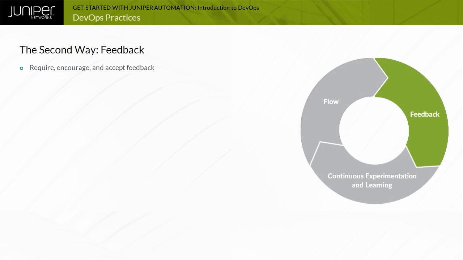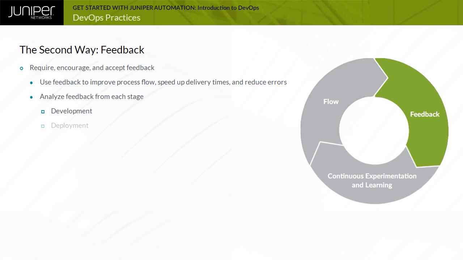The second way is feedback. Continuously gather feedback from each stage in the flow process. You utilize this feedback to know what is working, what is not, and what needs to improve. Collect feedback from developers, operations, customers, and anyone else who may have information that can help you improve the flow or quality of the product.